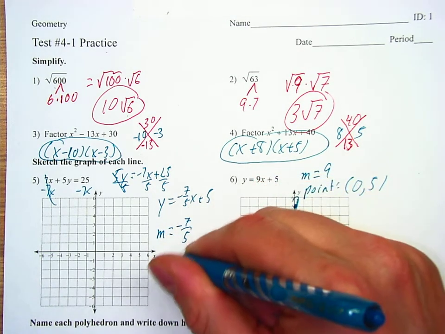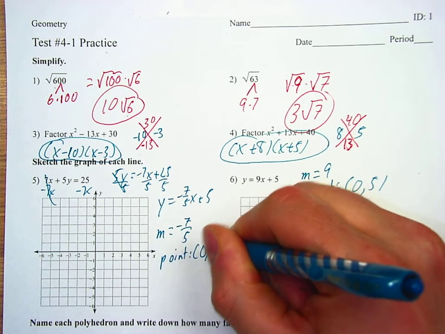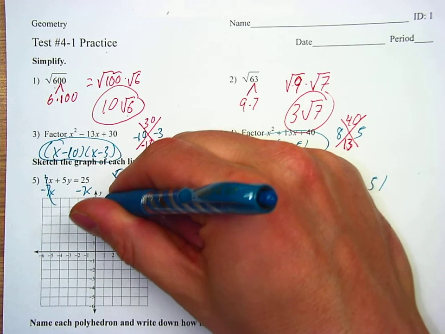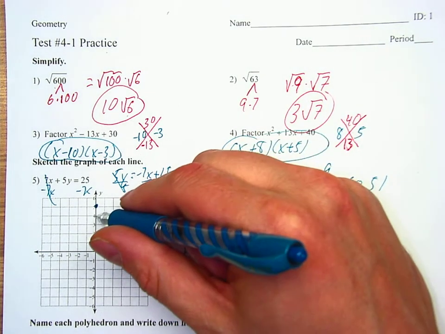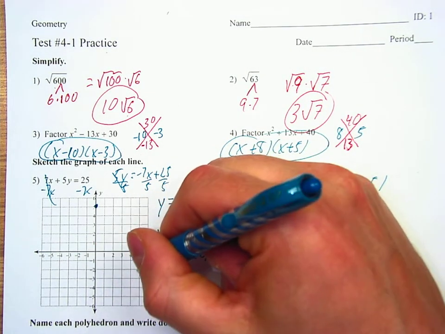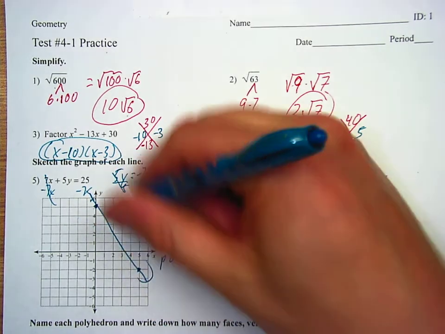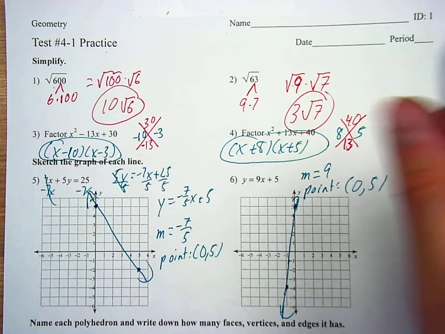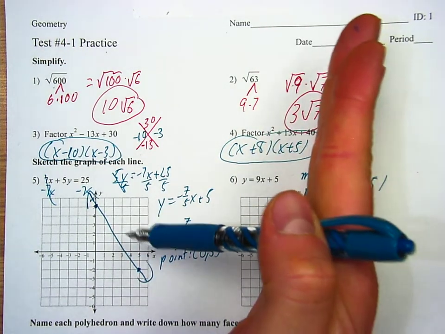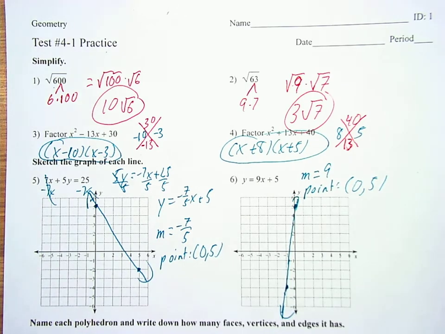And my point is 0, 5. I'm going to start at 0, 5, the y-intercept, and then go down 7 over 5. So down 7 and over to the right 5. A negative slope will point in this direction, always. And a positive slope will point in this direction, always. All right, next questions.